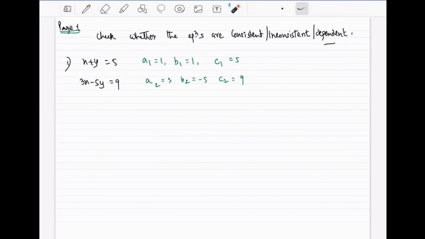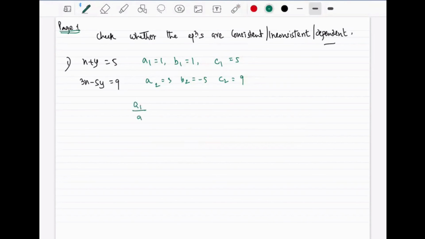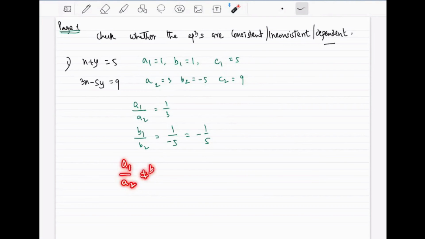But if you don't have A1 by A2 equal to B1 by B2, you don't have to check C1 by C2. Okay, how much is A1 by A2? It's 1 by 3, right? B1 by B2 is 1 by minus 5, which is minus 1 by 5. They are not equal. So you can just write A1 by A2 does not equal B1 by B2. No problem.